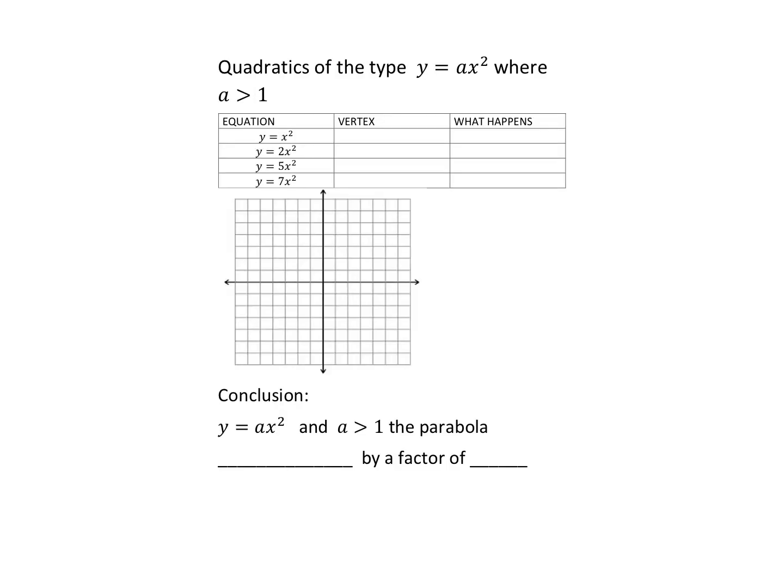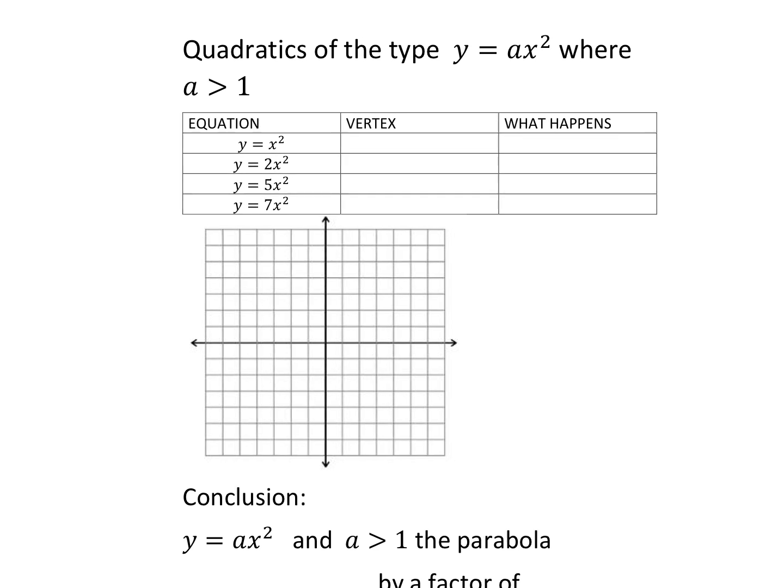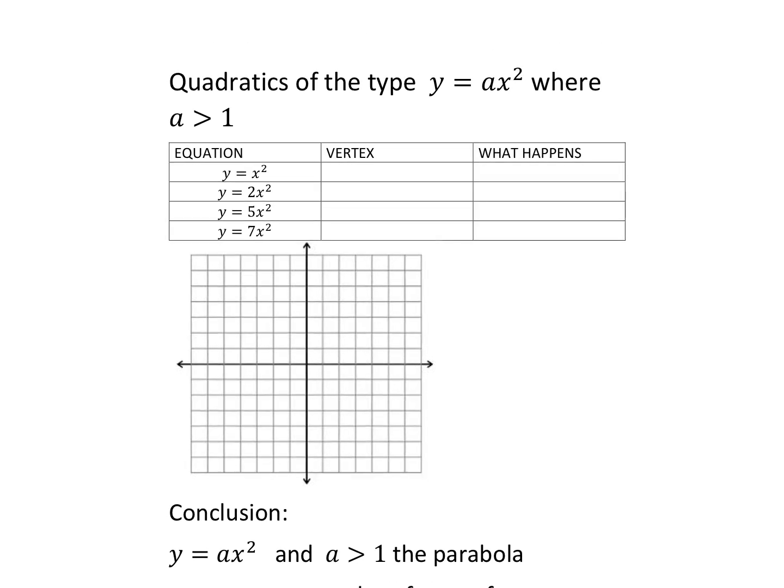Okay, let's look at if we multiply by a number that's bigger than 1. So again, we're going to do 0, 0 for our original function. So here's x squared.